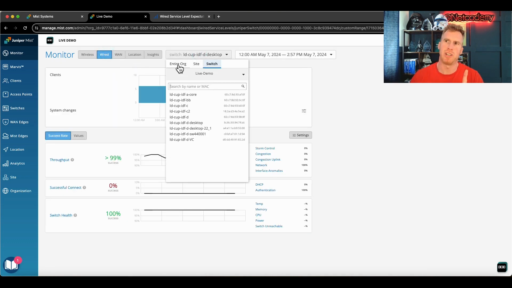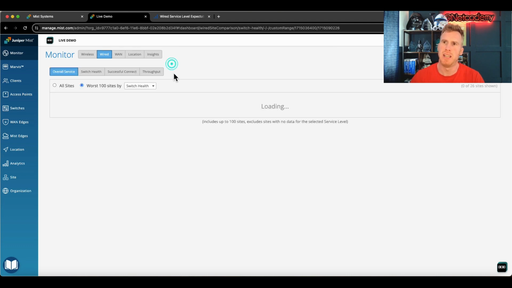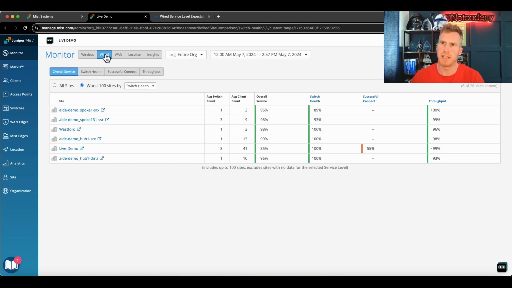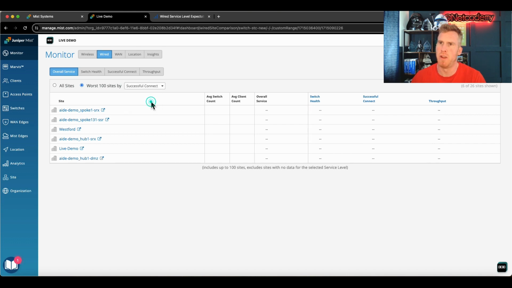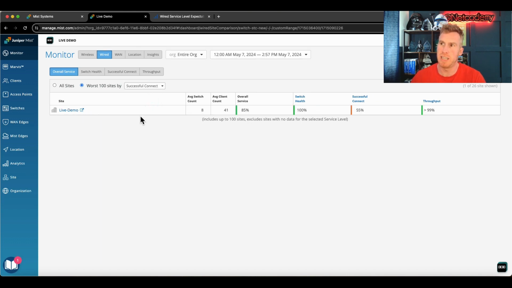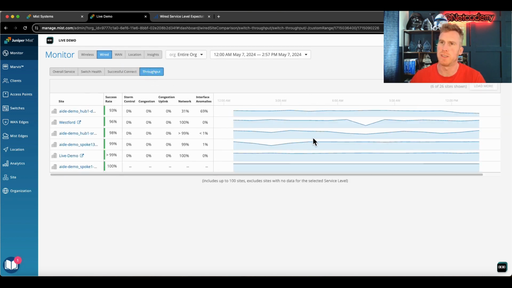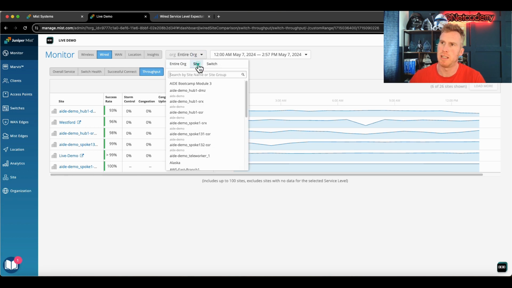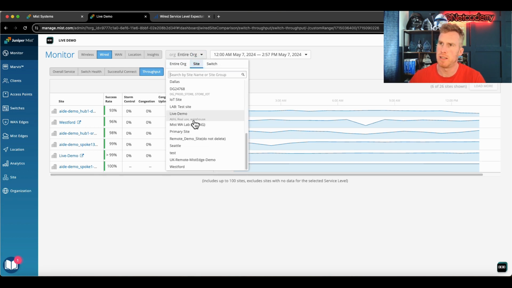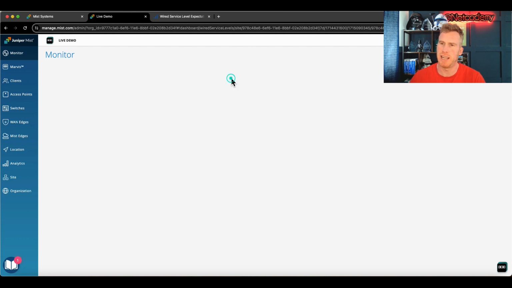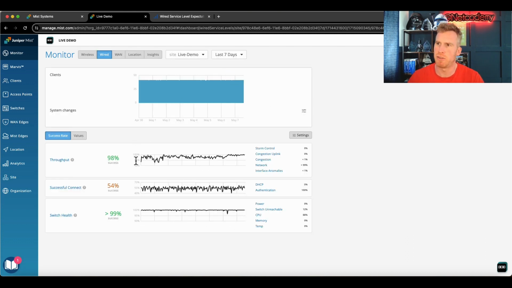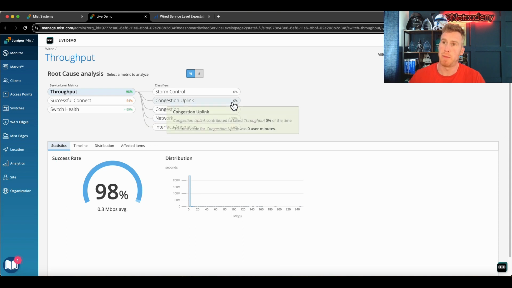So, I did want to show this. Under this drop down box here, you can go into the entire organization for wired. So you can see the overall service for all the worst performing 100 sites by switch health or successful connects. So you can see a live demo here. Yeah, we know this at 55% for successful connects or throughput for all the sites. But let's actually go back to a particular site, the site live demo. Let's do the last 7 days. Let's just reset it. And let's now show you some of the other sub-classifiers.